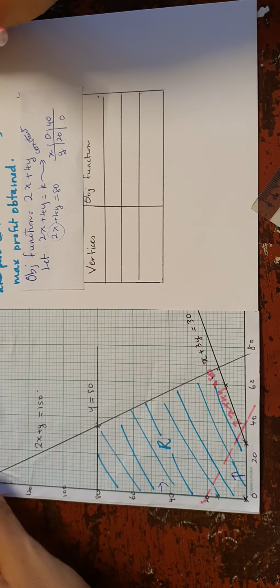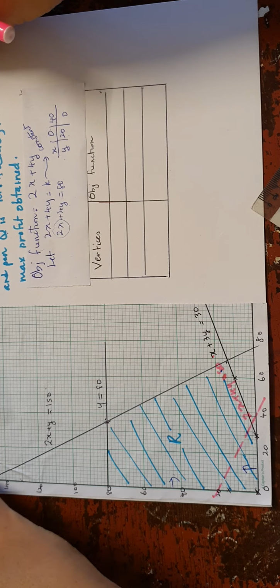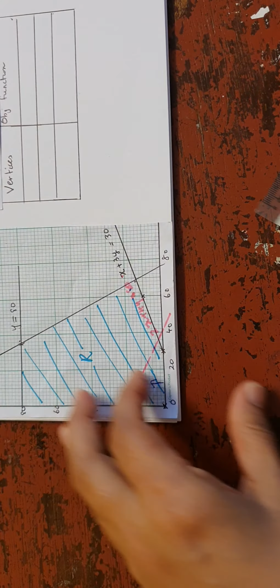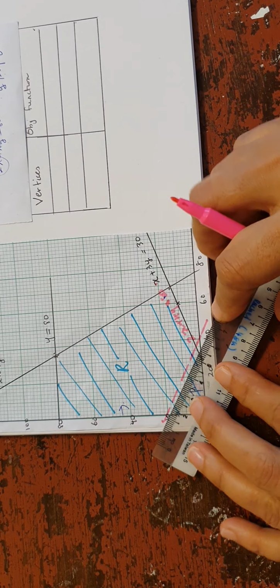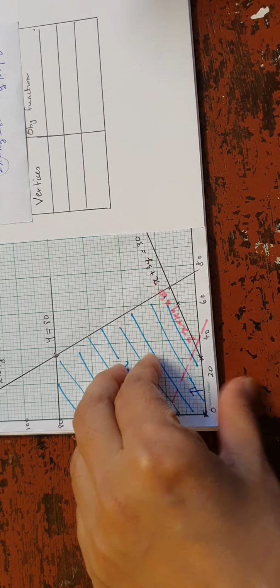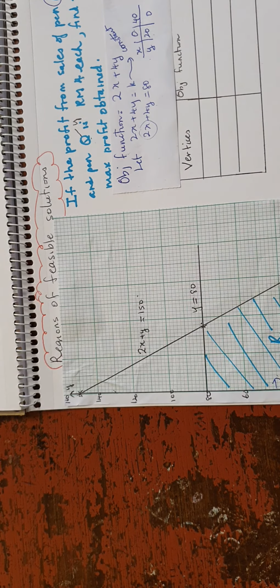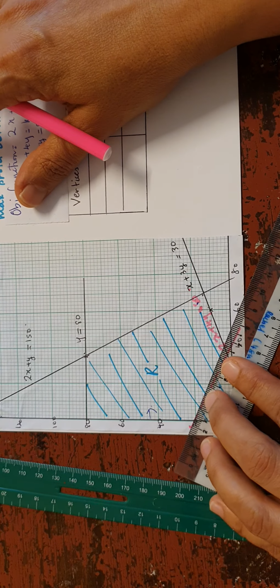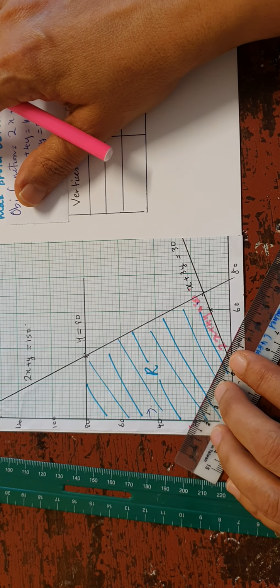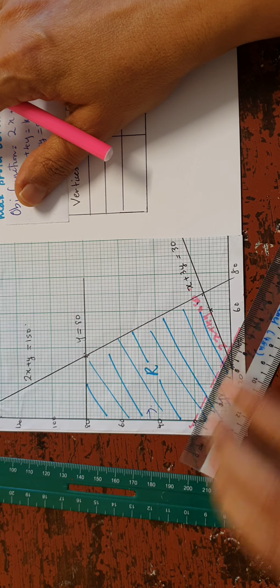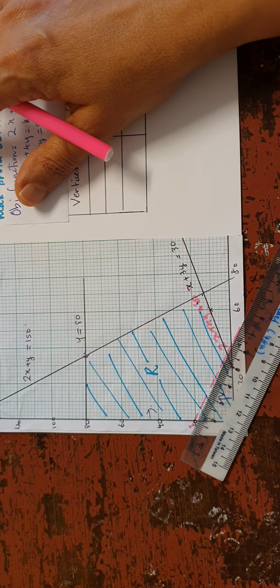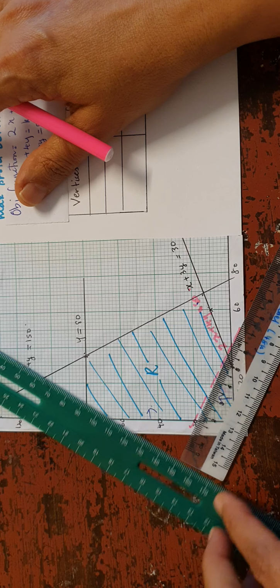Once you have got your objective function, what you can do is draw a line parallel to this. To draw a parallel line, as I told you, you place your first ruler on top of the line, and your second one is always perpendicular to the line, like this. So place the first ruler on the line, and place the second one perpendicular to the line.